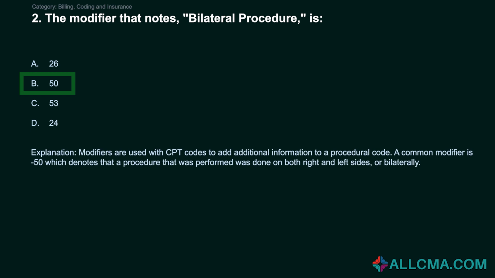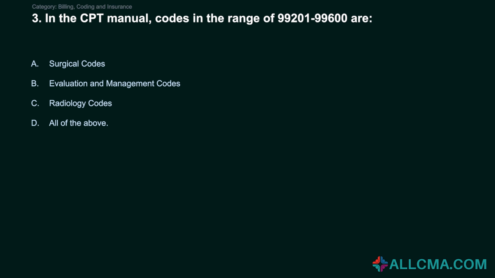Modifiers are used with CPT codes to add additional information to a procedural code. A common modifier is -50, which denotes that a procedure that was performed was done on both right and left sides, or bilaterally. 3. In the CPT manual, codes in the range of 99,201 to 99,600 are A.